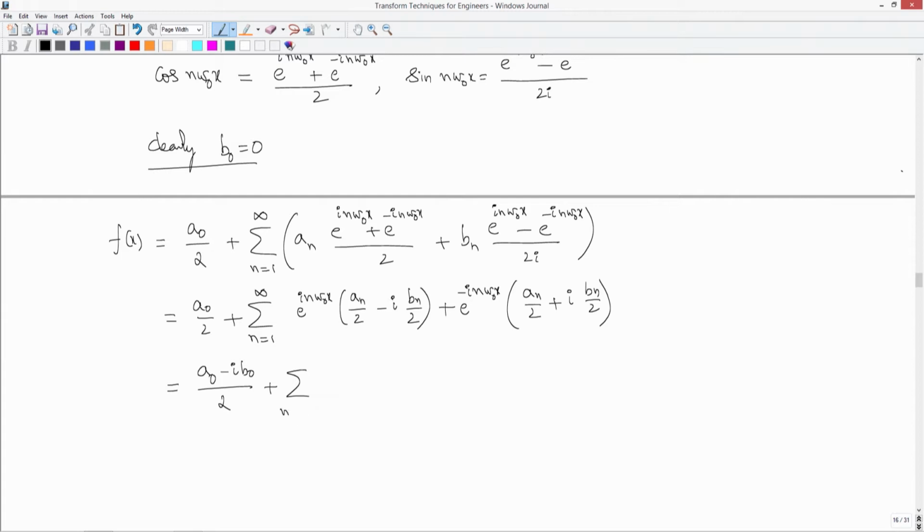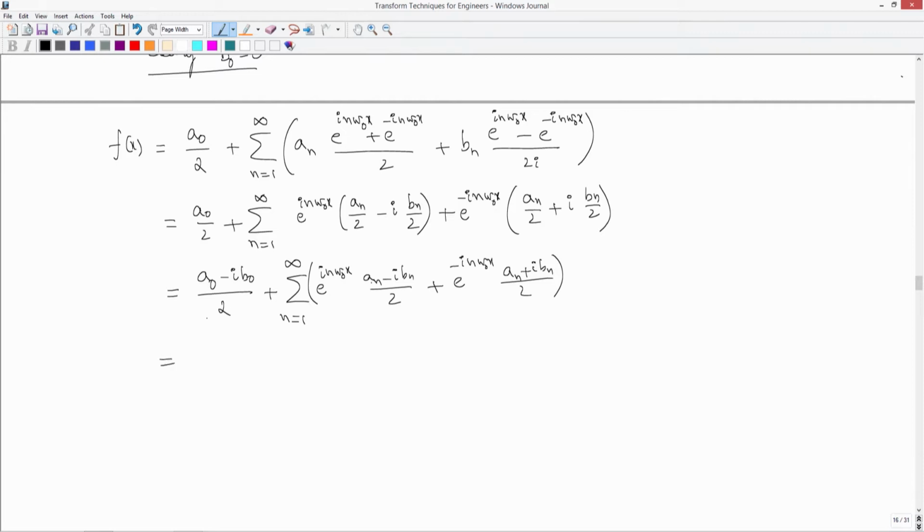You can combine this with e power i n omega naught x times A n minus i B n by 2, plus e power minus i n omega naught x times A n plus i B n by 2. This is for the full summation, and you can put this in the first term, so that n is from 0 to infinity. Once you put n equal to 0, e power i n omega naught x is simply 1, so that is 1 into A 0 minus i B 0 divided by 2. So, n from 1 to infinity is this term, the n equal to 0 term is this one, and you can also have n from 1 to infinity for the second term, e power minus i n omega naught x times A n plus i B n divided by 2.